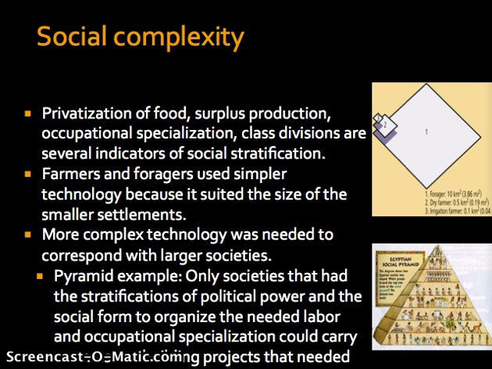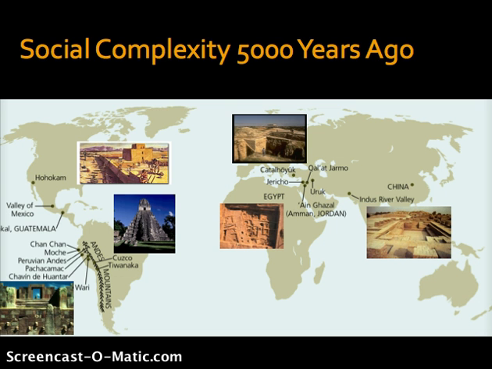And so there's an example of the pyramid. Only societies that had stratification of political power and social form could organize the labor that was needed and the occupational specialization that was needed as well to build these mass infrastructure projects such as the pyramids. And we can see this across the globe in many different settings with monumental architecture being developed.